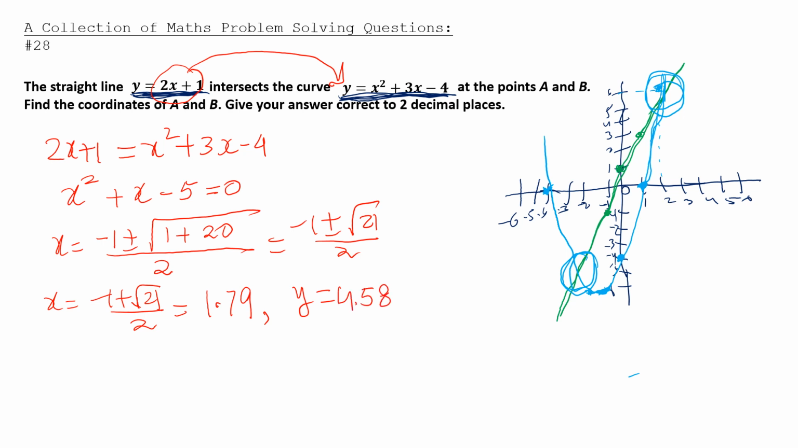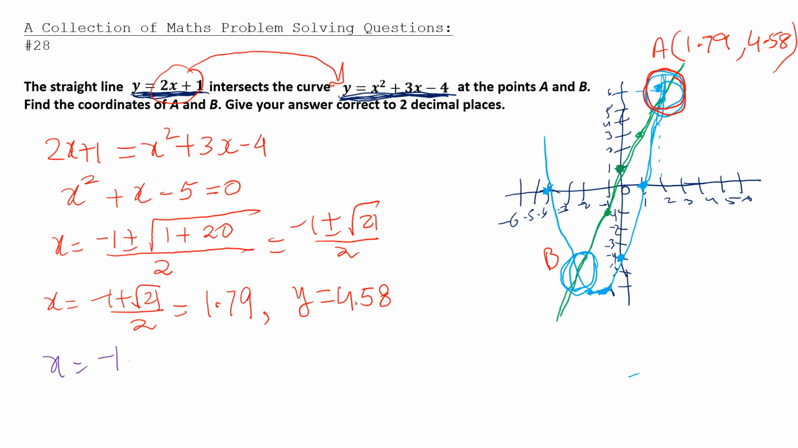So I can say that this point, if I call it A, then A would be 1.79, 4.58. Okay, I have to work out B.